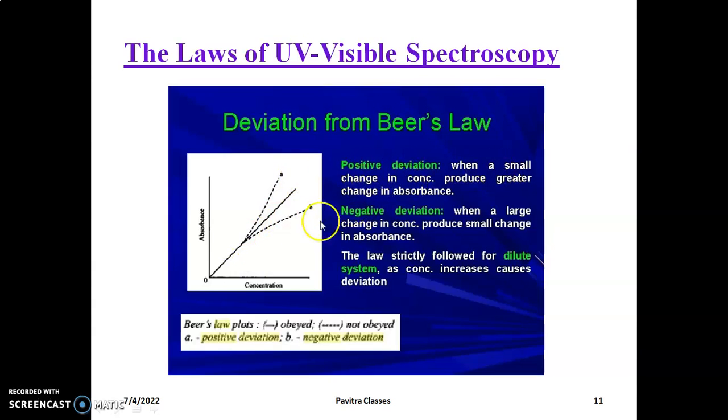Here X is the concentration and Y is the absorbance in the graph. Whenever a small change in concentration gives a larger difference in absorbance, that is the positive deviation. Whenever a small change in absorbance gives a major change in concentration, that is the negative deviation. Usually this law is strictly obeyed only in dilute systems. If the concentration increases for a particular sample, it will not obey the law and will create deviation.